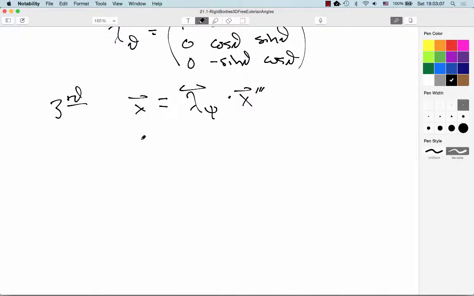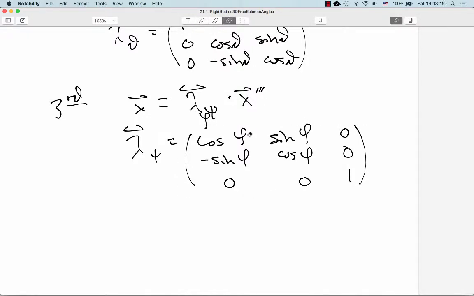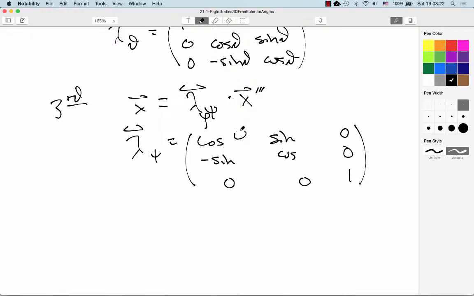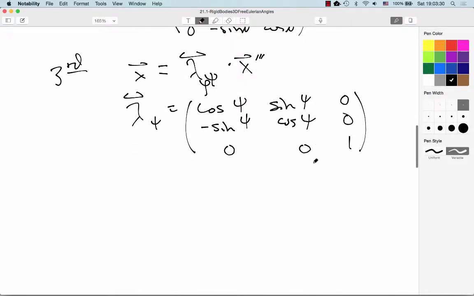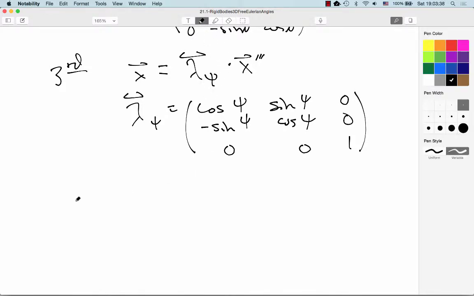So my lambda psi tensor would have to be, now let's move it into place, almost that. The only difference is we replace the phis with psi. There we go. So our general rotation, our general transformation then is that x is going to equal lambda psi dotted into, well, x triple prime would be lambda theta dotted into, well, that would be x double prime, which is lambda phi dotted into, finally, my x prime.